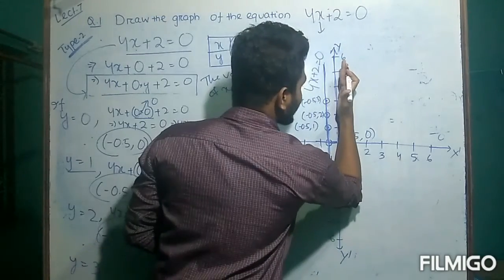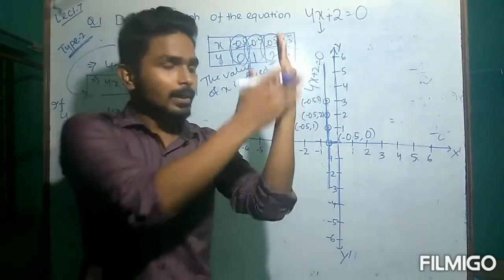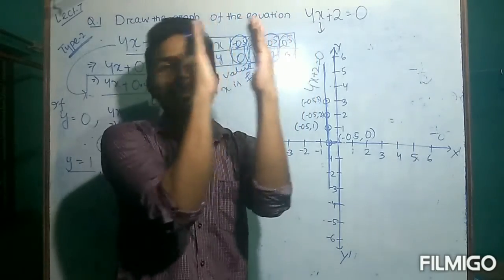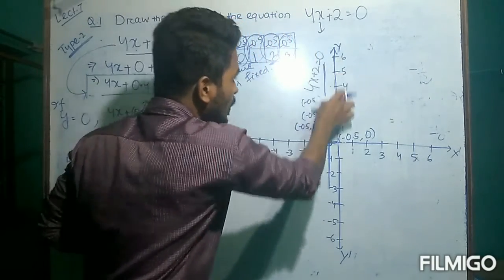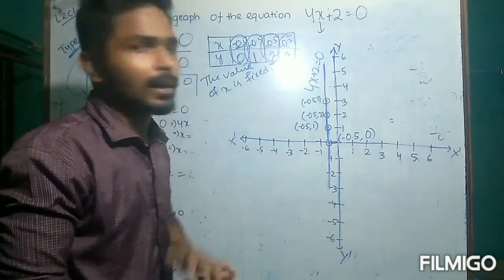If this is our y-axis, and this is our straight line, you can see these two are parallel lines. See, these two are parallel lines or not? Yes, these two are parallel lines. They seem to be parallel.